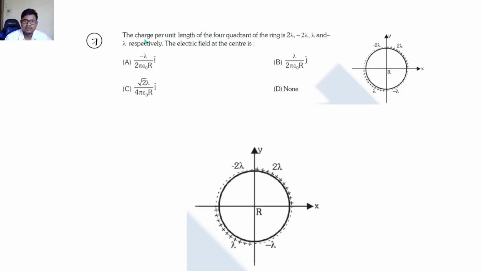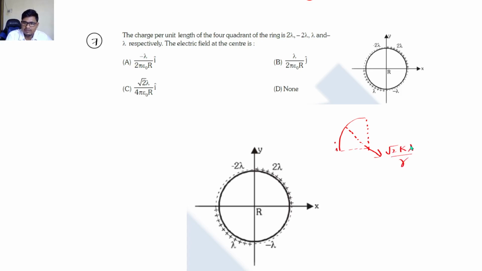In this question, we have been asked that the charge per unit length of 4 quarters of a ring are 2 lambda, minus 2 lambda, lambda and minus lambda respectively. The electric field at the center is? So first of all, if we try to find the electric field due to a circular arc, the electric field due to a quadrant of a circular arc is along the angle bisector, and its value is root 2 k lambda by r.